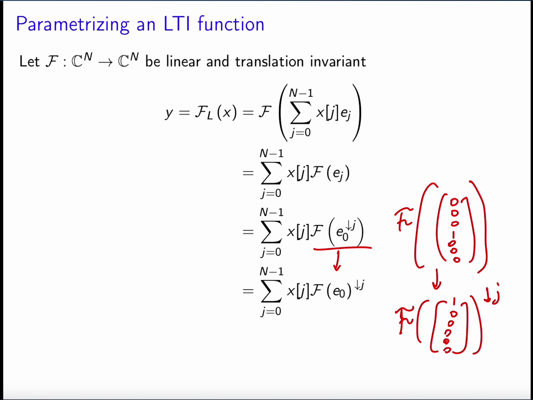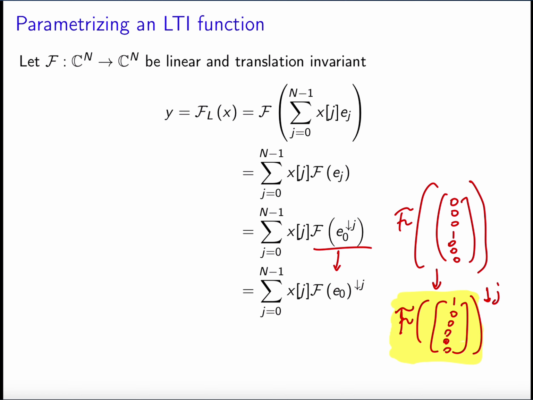The cool thing is that, if you realize, the only thing we need to compute to be able to apply this function is this. I'll use this color. The only thing we need is the function applied to a vector that is 1 in its first entry and 0 in the rest of the entries. And with that, you can just build everything else.